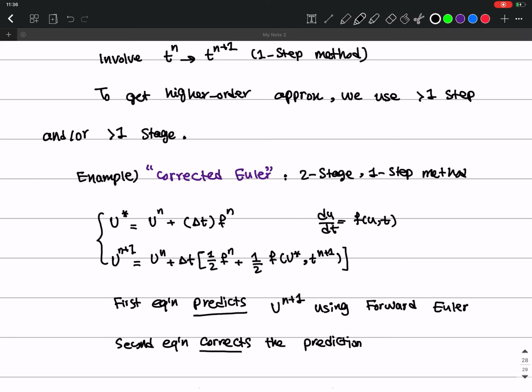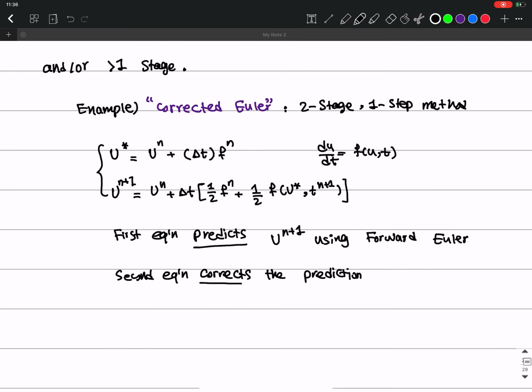So based on this, it is called the predictor-corrector method.